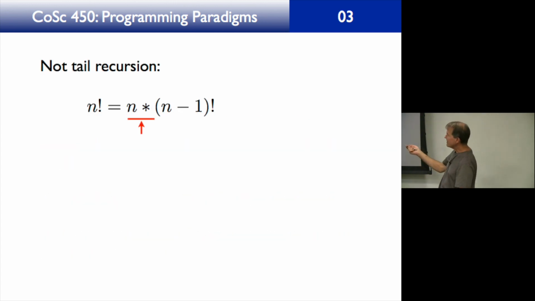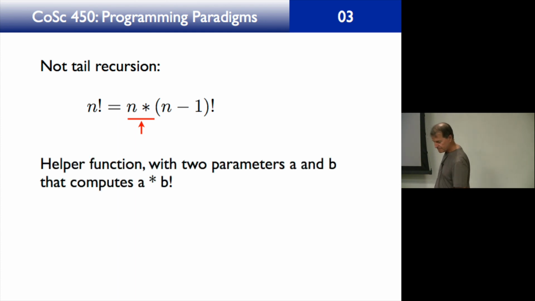We said this is not tail recursion, right? And furthermore, what is this calculating? This is calculating the what? The factorial of one number. So watch this. What we're going to do is have the helper function, and instead of one parameter, it's going to have 2 parameters, a and b. And what it's going to do is compute a times b factorial. Are you with me? It's going to compute a times b factorial.